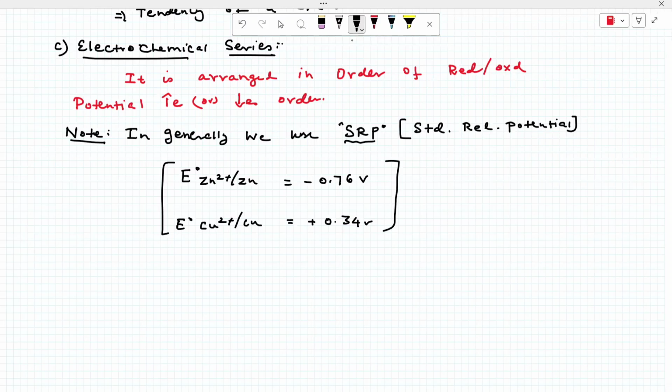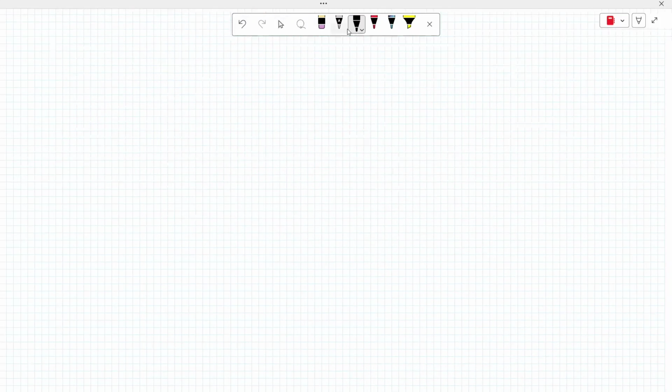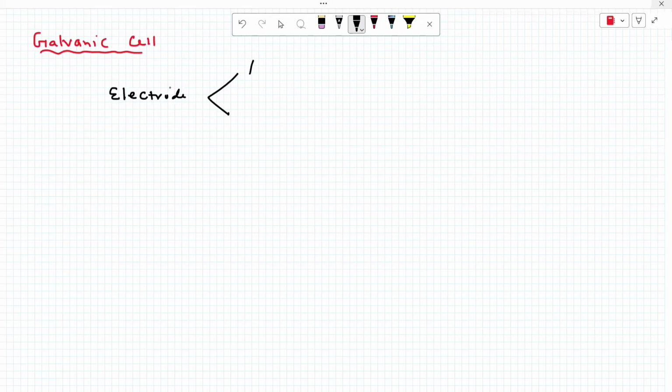Now listen, in general, but now we start the galvanic cell, a very important concept. In a galvanic cell, please note, there are two electrodes. One is the anode, another one is the cathode. Tell me, what is the charge of the anode in a galvanic cell? The anode is minus charge. Good.